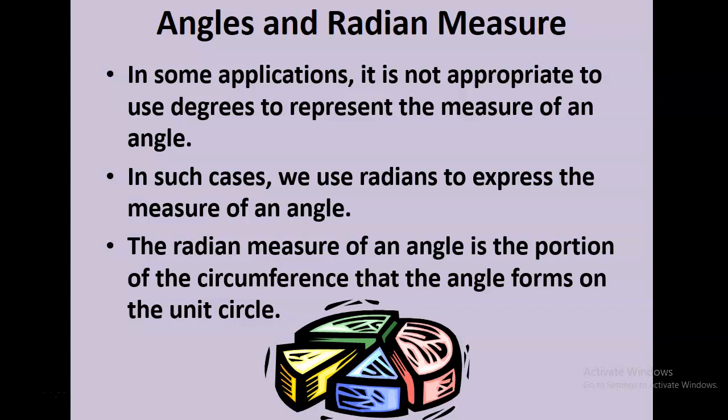And a unit circle we'll talk more about in the next couple of days. A unit circle is a circle with a radius of 1. But for the most part, we don't really need to understand that at this point. We need to understand that the circumference is based on a distance of 2 pi, and the amount of that circle that we're using with our angle is what makes the radian measure of that angle.